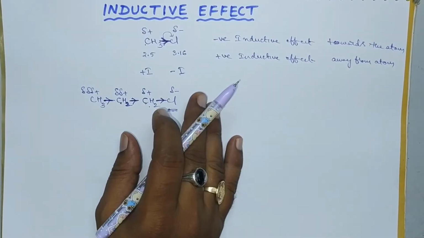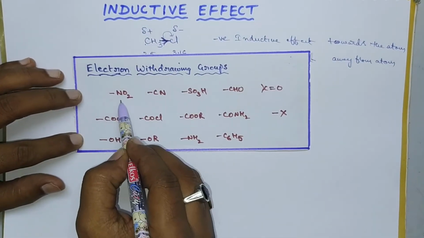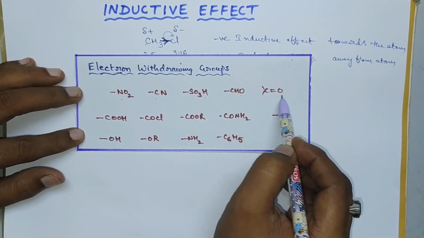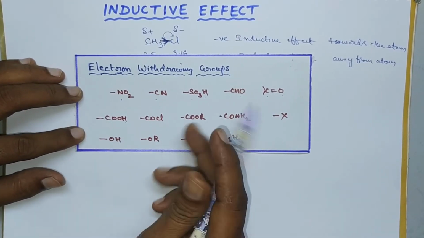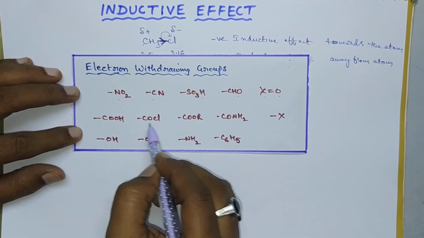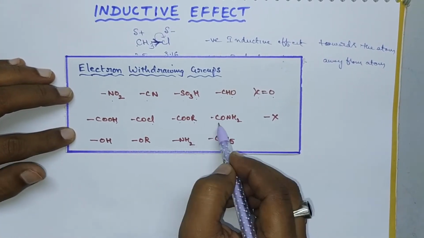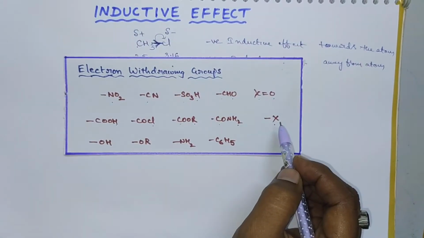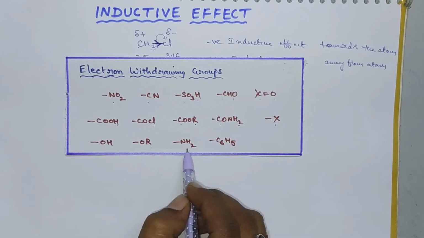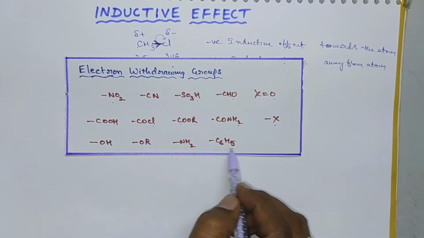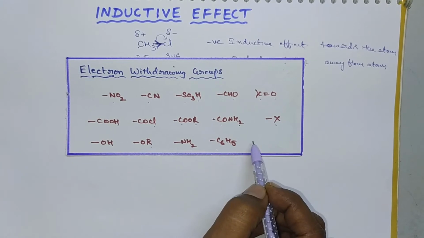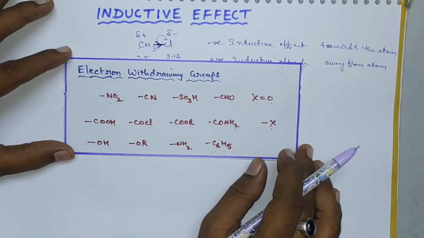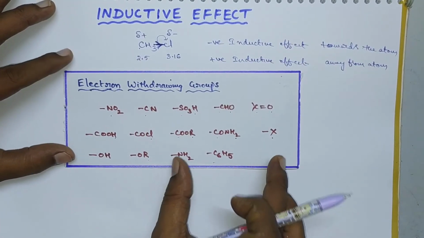Whereas the electron withdrawing groups are like this: NO2 nitro group, cyanide, SO3H, aldehyde group, keto group, acid group. All these are the electron withdrawing groups. COCl, COOR, CONH2, and halogens, any halogen X, and OH, OR, NH2 amine, and C6H5 phenyl group. So all these are the electron withdrawing groups. Okay, so in this way we can classify the electron releasing groups and electron withdrawing groups. So you have to remember all these groups.